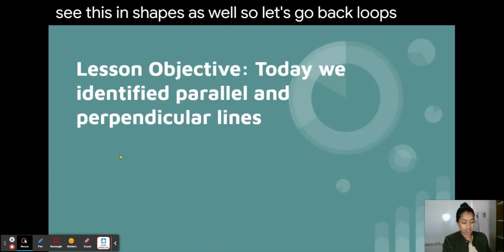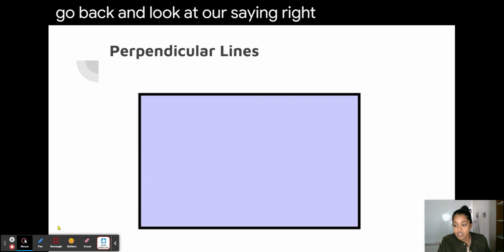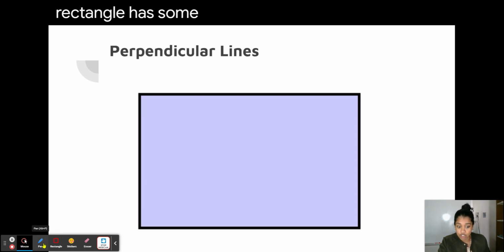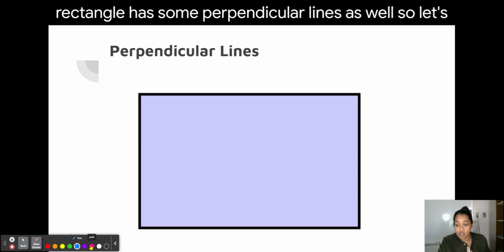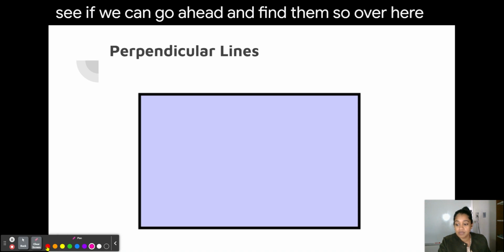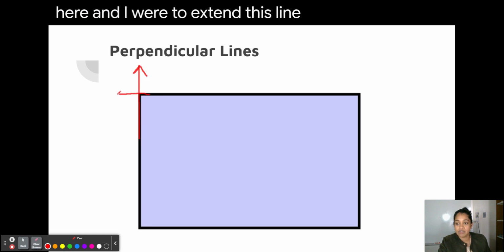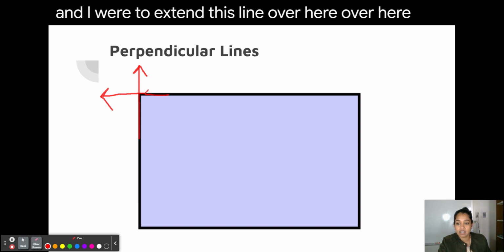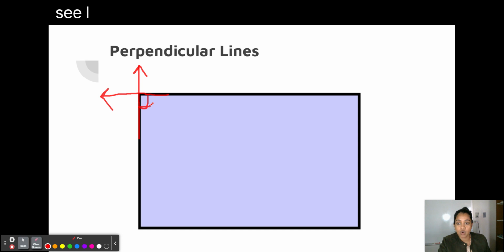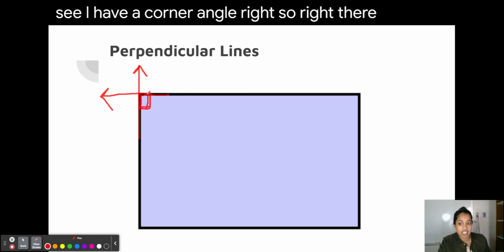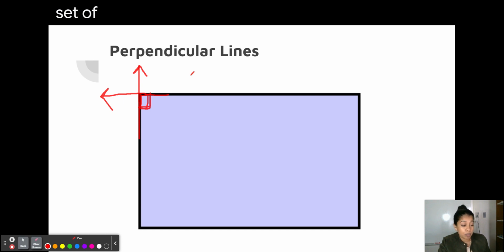Let's go back and look at our same rectangle. Our rectangle has some perpendicular lines as well. Let's see if we can find them. Over here, at this corner, if I were to extend this line over here, and extend this line over here, I see I have a corner angle. So right there is our set of perpendicular lines.